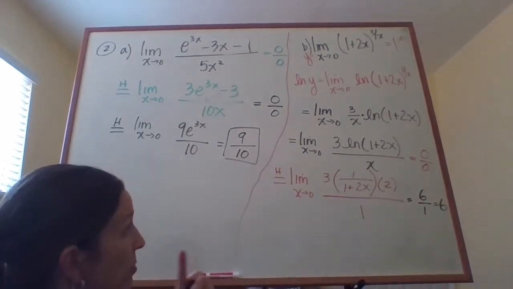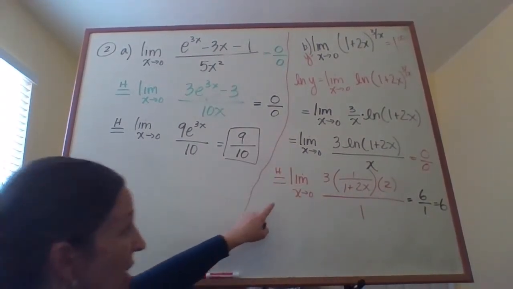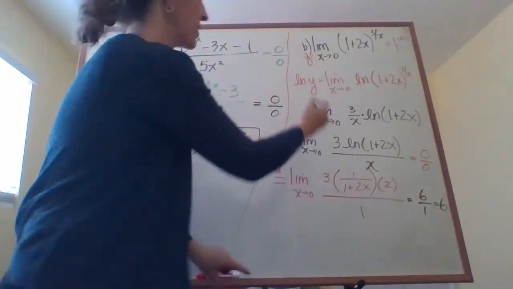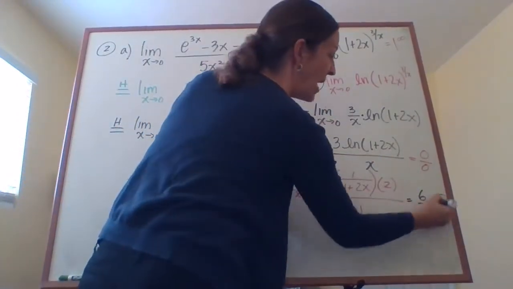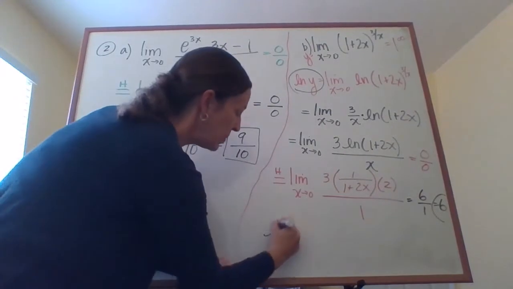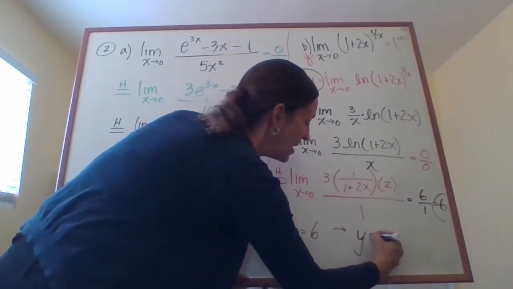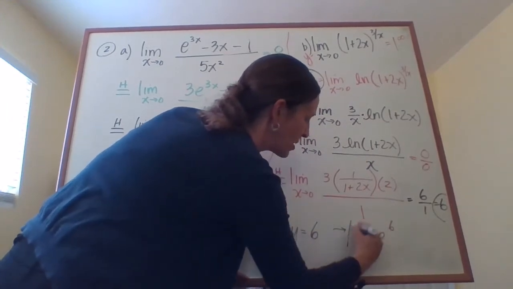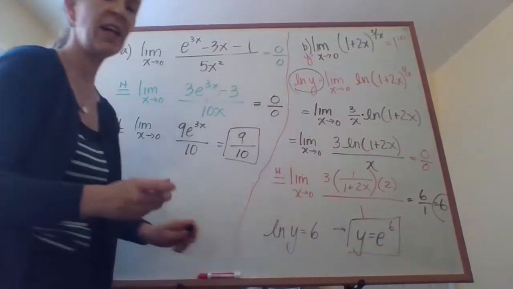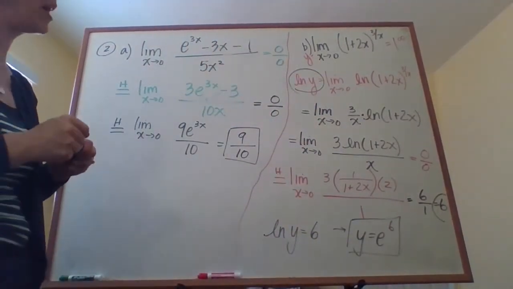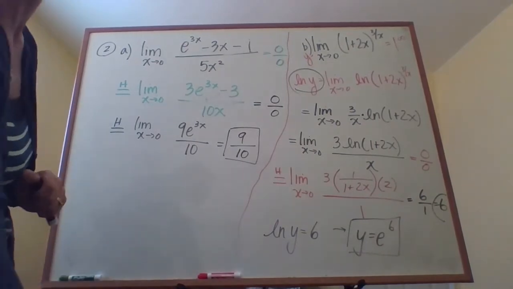But don't be too quick to put a box around that answer. Remember, what is 6? The natural log of y is equal to 6. Which means if the natural log of y is equal to 6, then y is equal to e to the 6th power. And so that was the final answer. E to the 6th power is the final answer for 1B.